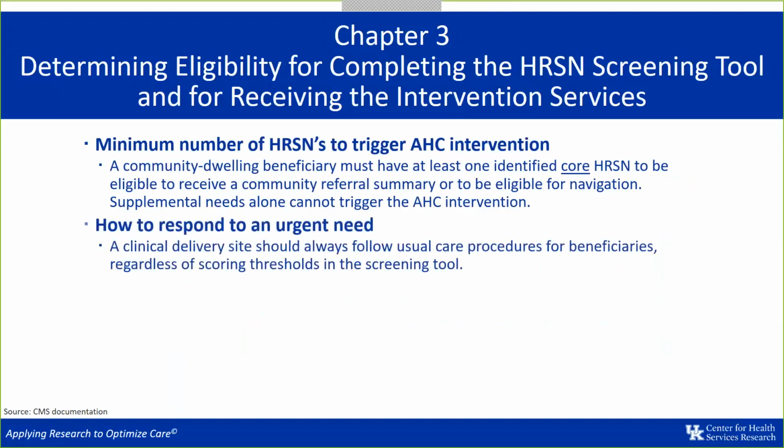Your clinic should always follow usual care procedures for beneficiaries, regardless of scoring thresholds in the screening tool. For example, that means if a patient reports verbal or physical abuse but falls below the scoring threshold described before, you should still follow your clinic protocols and say refer them to your LCSW.